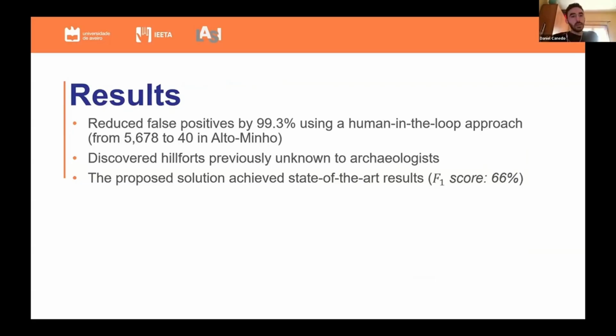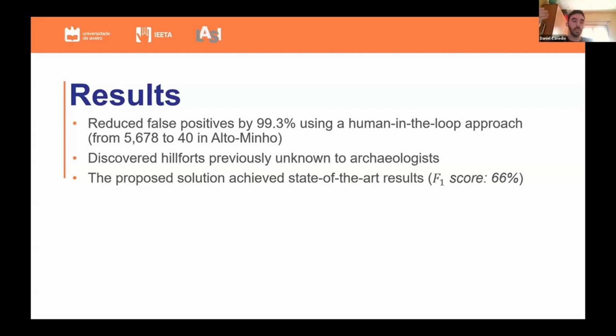So as for the results, with this human in the loop approach, we were able to reduce false positives by 99.3%. So we reduced it from 5.6K false positives to only 40 in Altumini with just one iteration of this human in the loop approach. And these false positives, by the way, can actually be archaeological sites. We call them false positives because they are not annotated, so we consider them false positives, but they will be analyzed by the archaeologists to see if they are actually false positives or if there is something there.